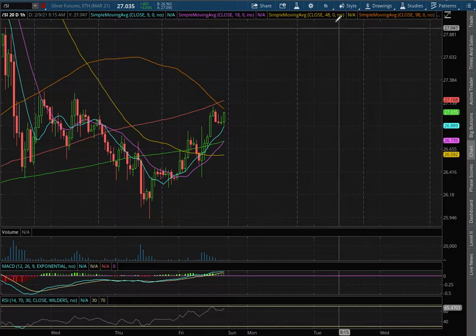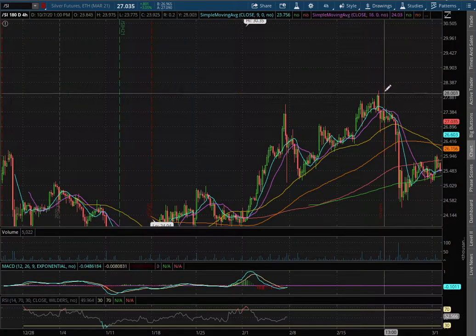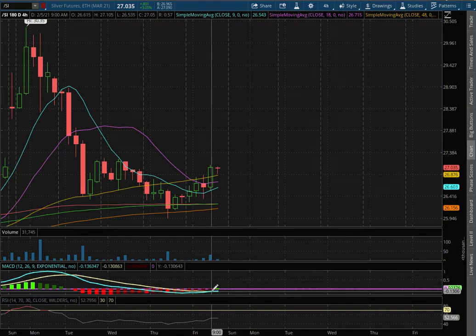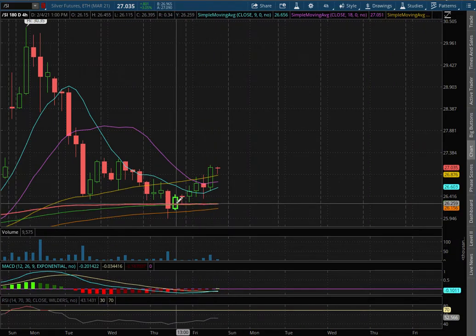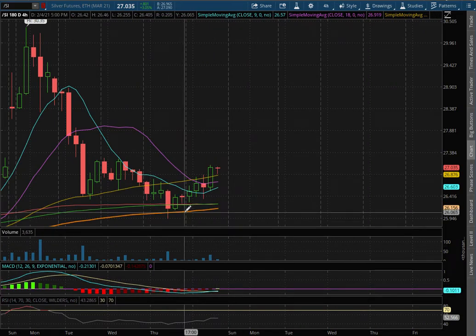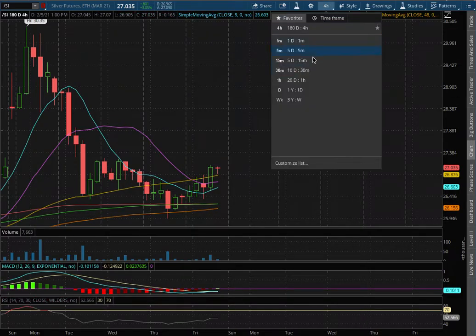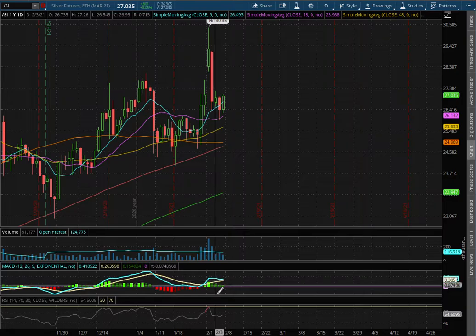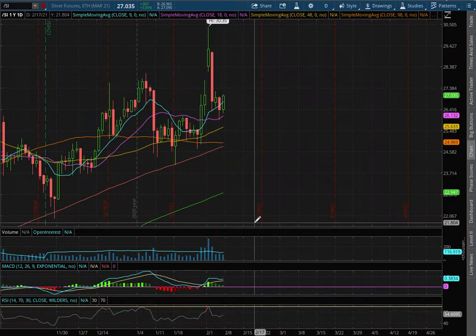With the 4 hour chart, we still remain in negative MACD, but we're seeing signs of a divergence there, and we did bounce right off the 100 moving average, this orange line. As we continue to extend out to the daily chart, we still remain in positive MACD, and we're off of overbought levels with the RSI.